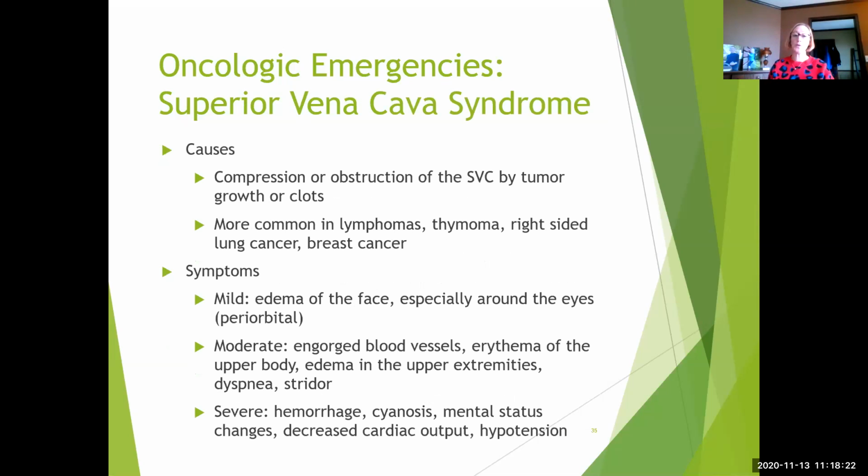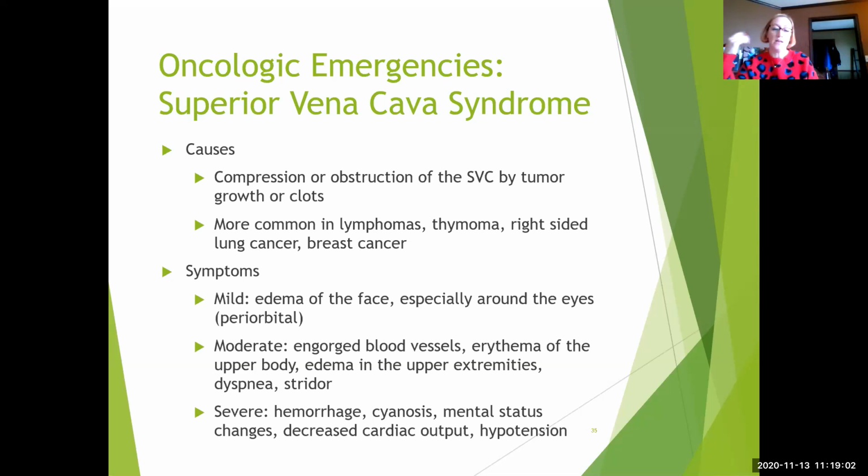All right, then superior vena cava syndrome is the compression or obstruction of the SVC by tumor growth or clots. It is more common in lymphomas, thymomas, right-sided lung cancer, and breast cancer. The milder symptoms you'll start to see are edema of the face, especially around the eye. Periorbital edema is one of the first signs. And then as it progresses: engorged blood vessels, erythema of the upper body, edema in the upper extremities, dyspnea, and stridor, and then severe hemorrhage, cyanosis, mental status changes, decreased cardiac output, and hypotension.